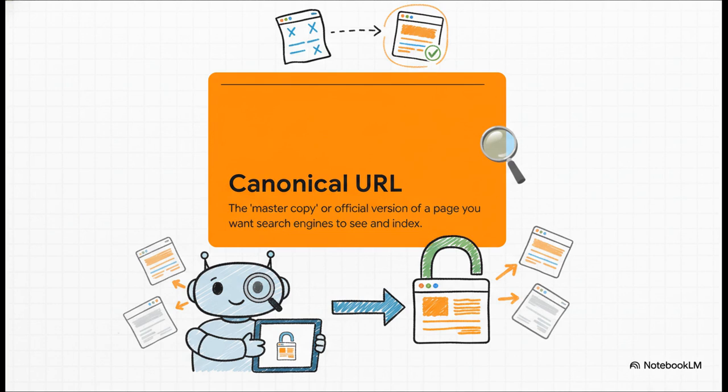The solution to this whole mess is a simple but really powerful SEO tool called a canonical URL. The easiest way to think about it is like this. You're basically putting a sticky note on your page that tells Google, hey, I know there are a few other copies of this floating around, but this is the official one, the master copy. That way, all the ranking power gets pointed back to one single page.